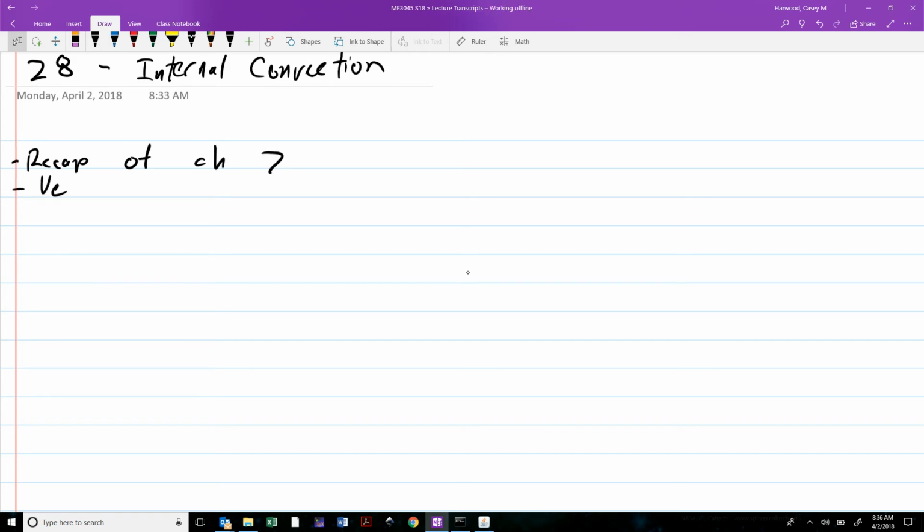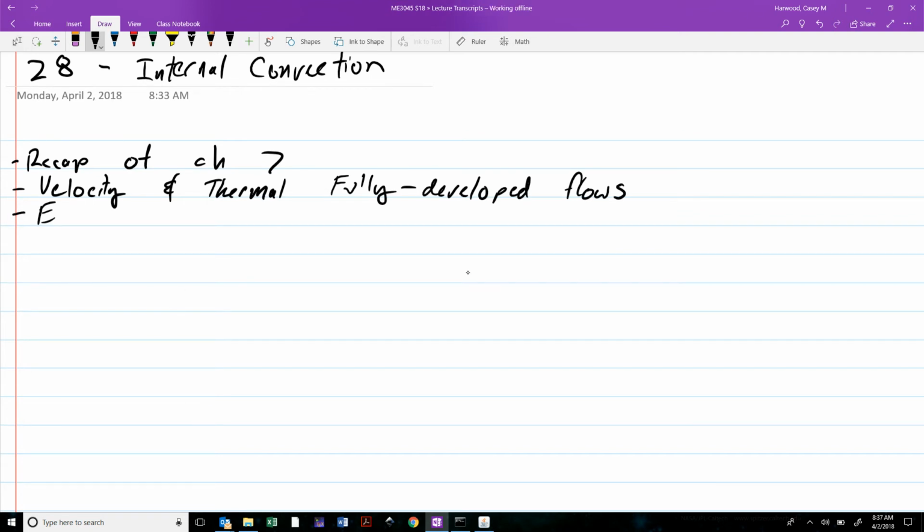We're going to discuss velocity and thermal fully developed flows. And we're going to discuss briefly the energy balance in a pipe.